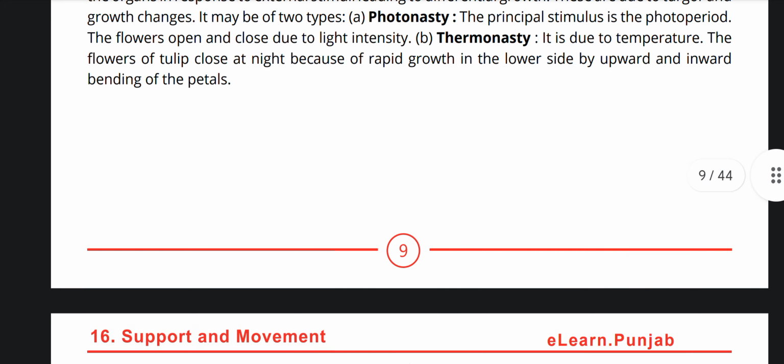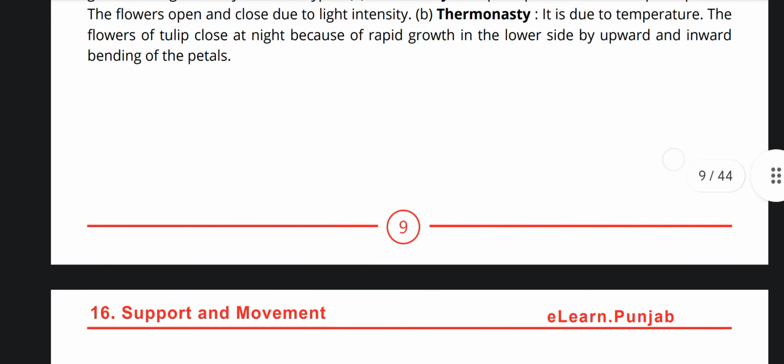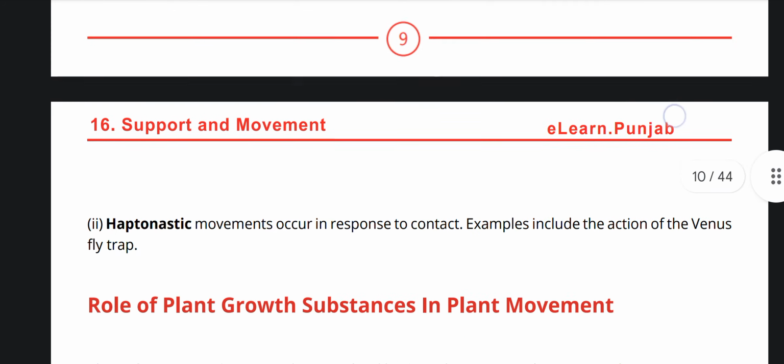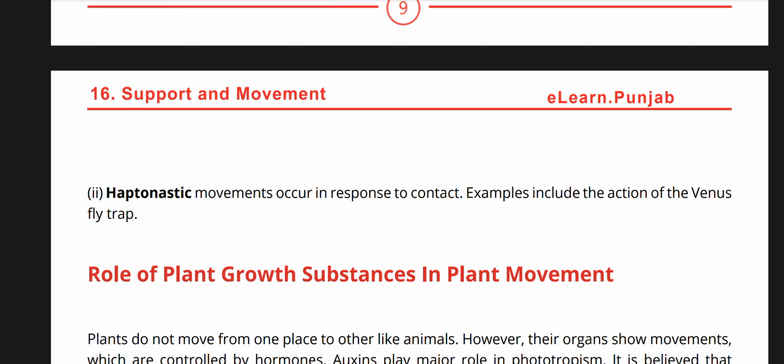Photonasty: the principal stimulus is photoperiod. The flowers open and close due to light intensity. Thermonasty is due to the temperature. The flowers of tulip close at night because of rapid growth in the lower side by upward and inward bending of petals. Haptonastic movements occur in response to contact. Examples include the actions of Venus flytrap.